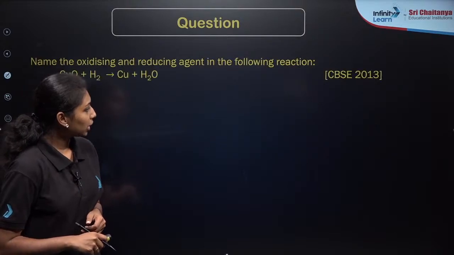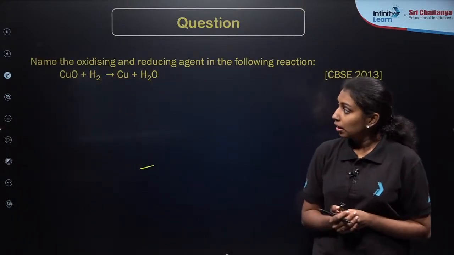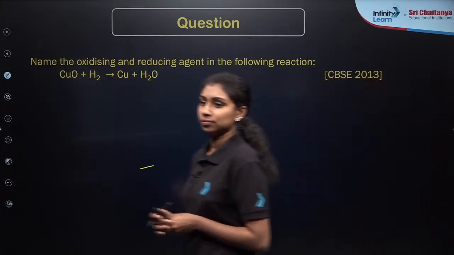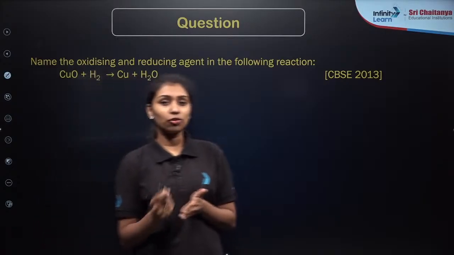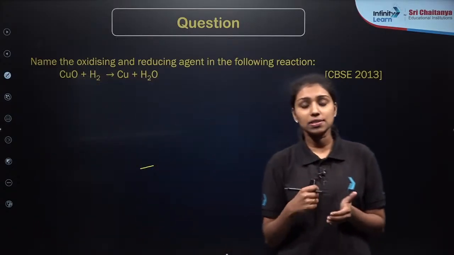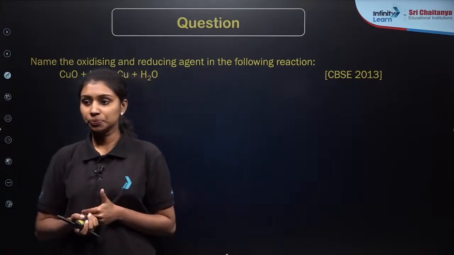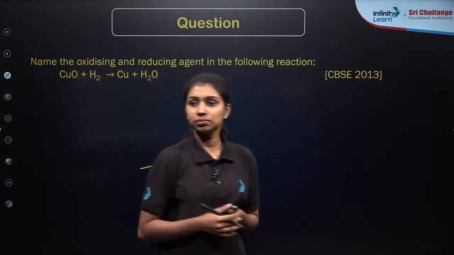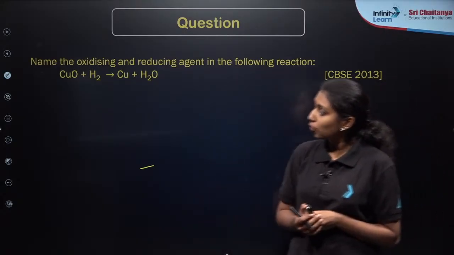Okay, now we are moving to the next question. Take your own time to get the answer for the question. Name the oxidizing and reducing agent in the following reaction. In the case of chemical reactions, we have already studied the redox reaction, where oxidation as well as reduction happen simultaneously. So here, which one will be the oxidizing and reducing agent from the following reaction?